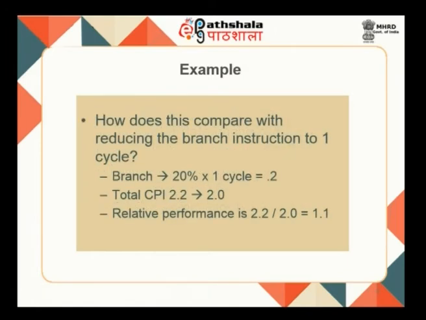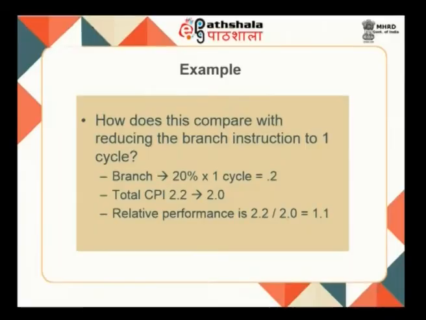Now, how does this compare with reducing the branch instruction to 1 cycle? Branch instructions form 20% of your workload, and you have reduced them to 1 cycle now. So, the relative time is 0.2 here. The total CPI now reduces from 2.2 to 2.0, and the relative performance is 1.1. So, as you bring in enhancements to each of these units, the CPI value reduces because the number of clock cycles that each of these classes of instructions takes reduces, and once the effective CPI reduces, you definitely will have an improvement in performance.